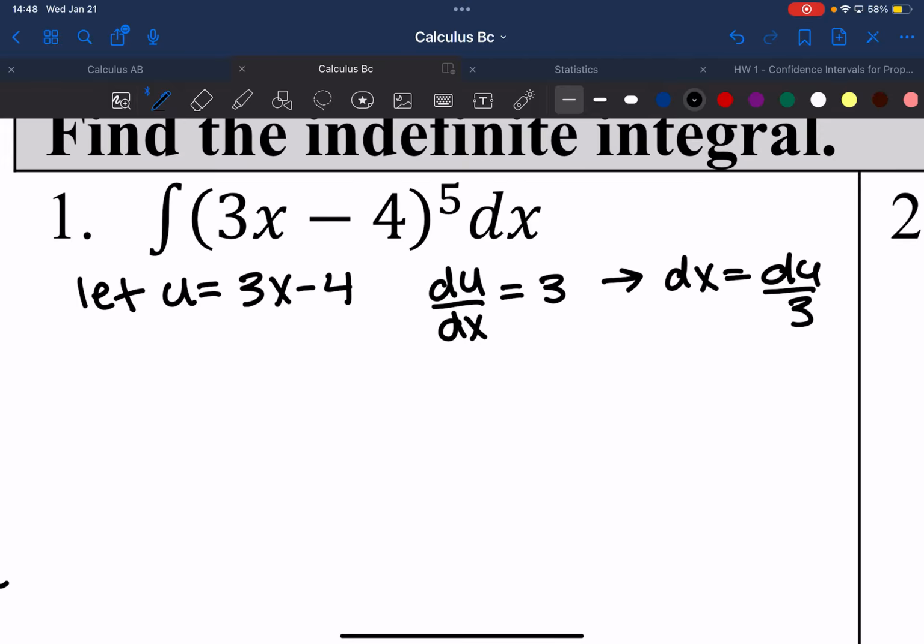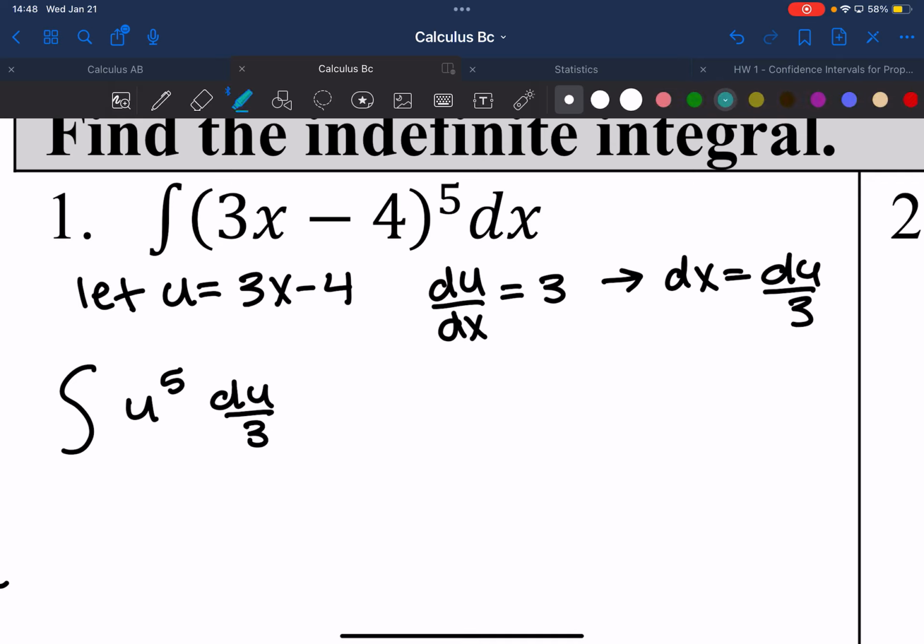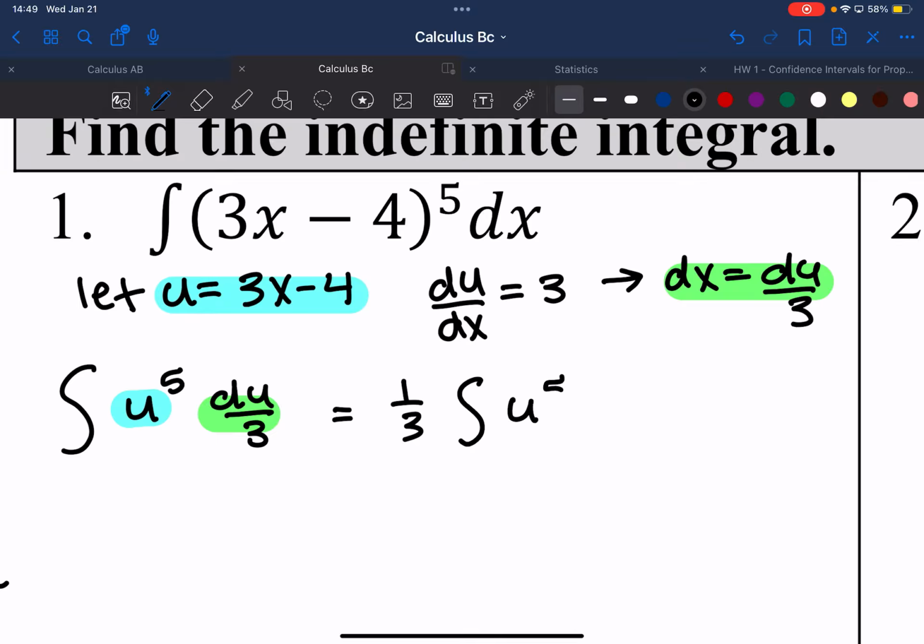Just isolating a different variable there. Okay. Then I plug everything back in. So I have the integral of u to the 5th du over 3. I'm substituting my u in, and I'm also substituting my dx. So now everything is in terms of u. I can simplify this by using that constant property, and I can take out a 1/3. So now I have 1/3 integral u to the 5th du.